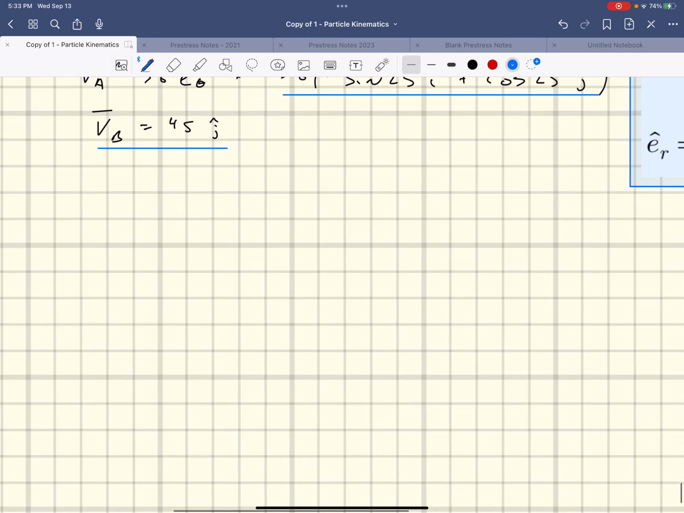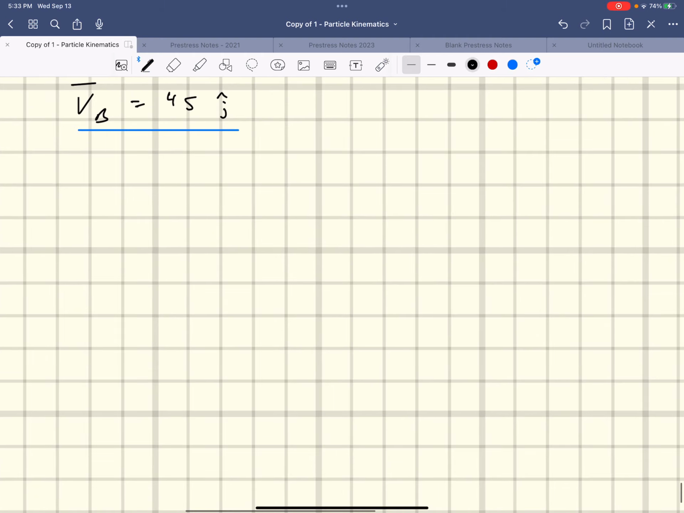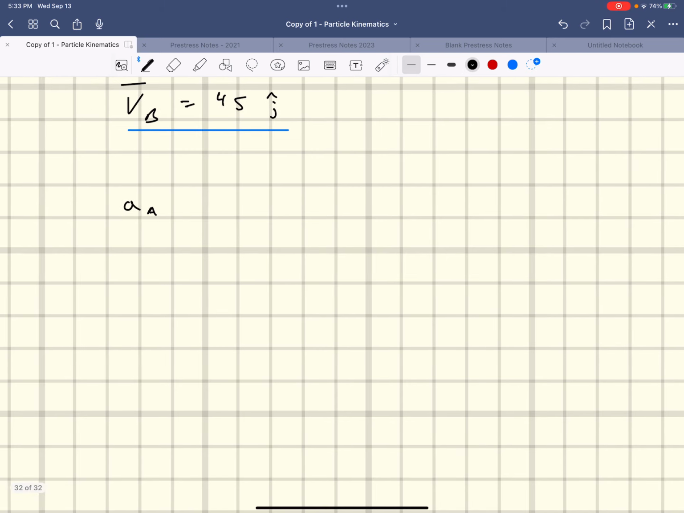I'm going to keep going. I'm going to transform the accelerations into Cartesian coordinates now. You could calculate the velocities at this point, but we're going to go with this right now. Acceleration A in the ER direction is going to be negative 36 squared divided by 1250.